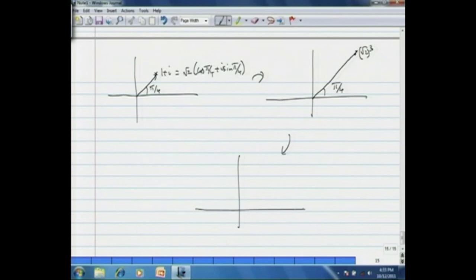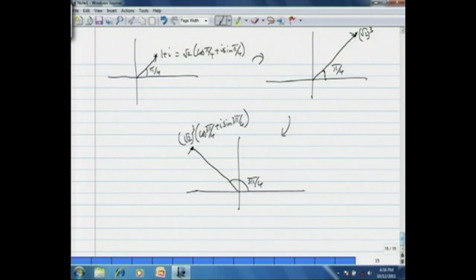now rotate this point about the origin until you reach 3 times this angle pi by 4, which is 3 pi by 4. So, here is 3 pi by 4. So, you rotate this about the origin until you reach this point root 2 cube times cosine 3 pi by 4 plus i sine 3 pi by 4. And so, now this is the image of the point you started off with. So, that is how you can visualize z cube.